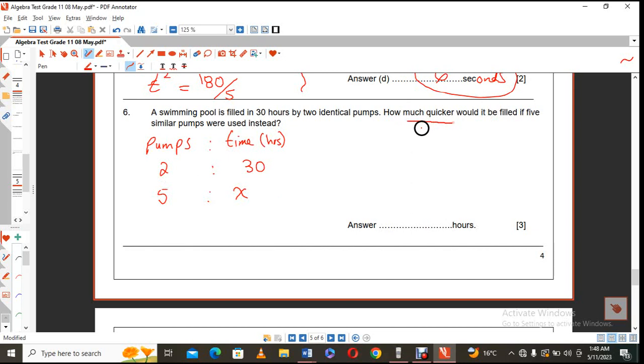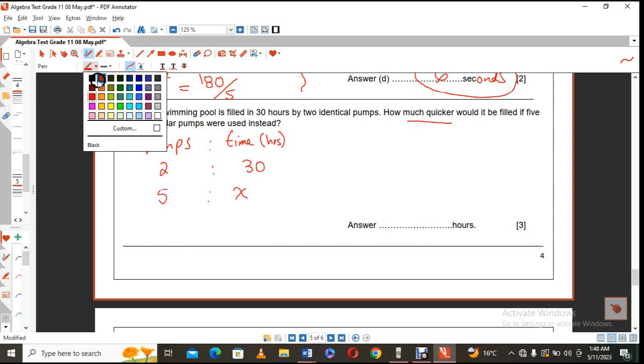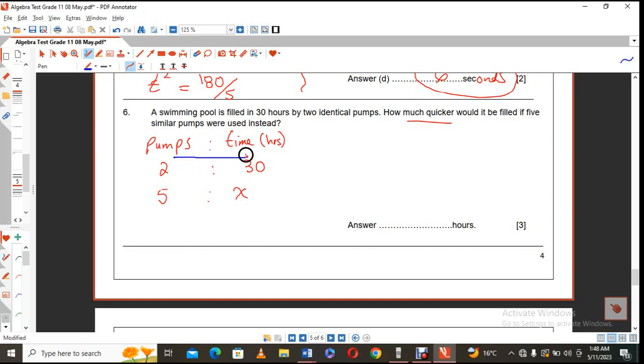Quicker. What this tells you is that this is an inverse proportion question, because when you increase the number of pumps to 5, the time would be less. As one increases, the other one decreases, so it's inverse. So when I do my calculation, I would go vertically. So x would be 2 times 30 divided by 5. 2 times 30 is 60, 60 divided by 5, 12 hours.